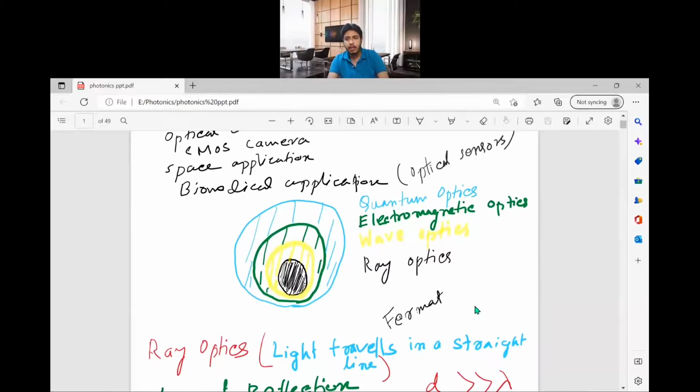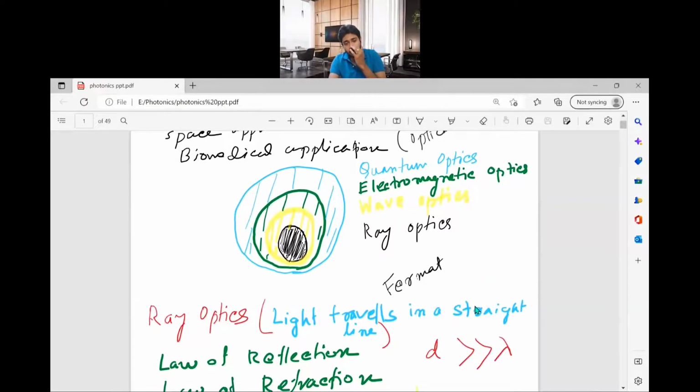Within ray optics, we can deal with some properties of light, but there are some properties or functions of light we are not able to analyze. Then we need wave optics. As per the new functions and new characteristics, we need electromagnetic optics and quantum optics. So we'll study those things one by one. First we'll study ray optics.